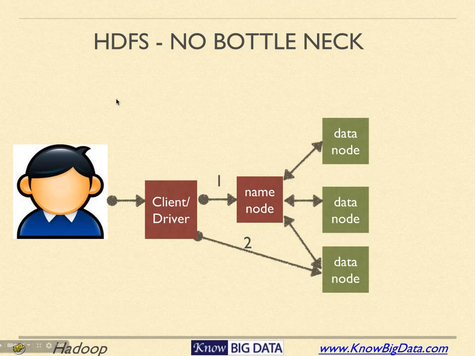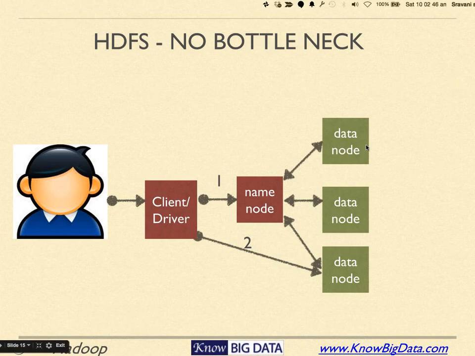Also, the client driver makes sure that a lot of optimization happens on time. For example, the first copy is generally stored on the local data node. If the user is standing on the data node itself, then the first copy is stored on that data node, and that data node transfers the whole data to other data nodes.